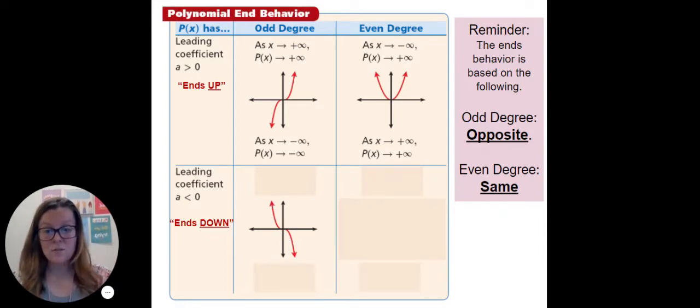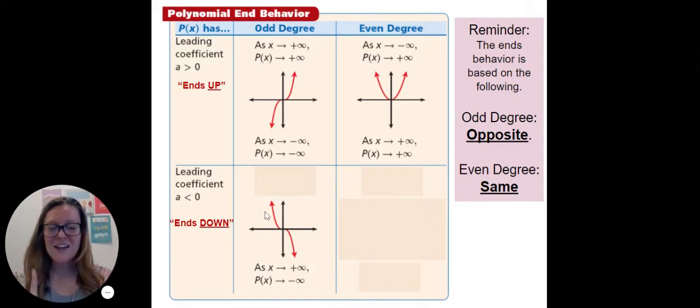Now we can talk about our end behavior. As x approaches infinity, f of x is approaching negative infinity. So here's that guy there. P of x. Sorry, I'm so used to saying f of x. And as x approaches negative infinity, p of x is approaching positive infinity. So that's how we're going to write that.